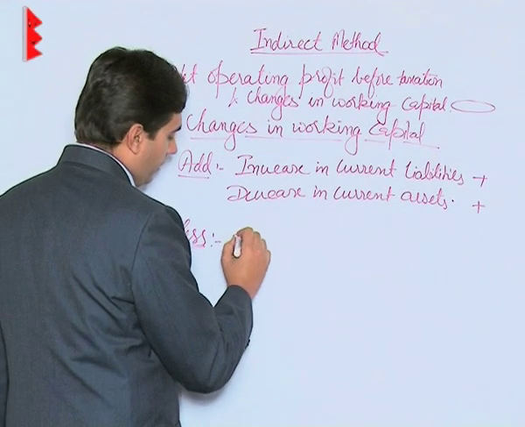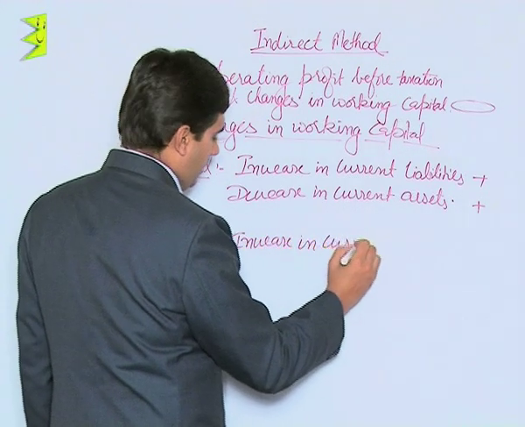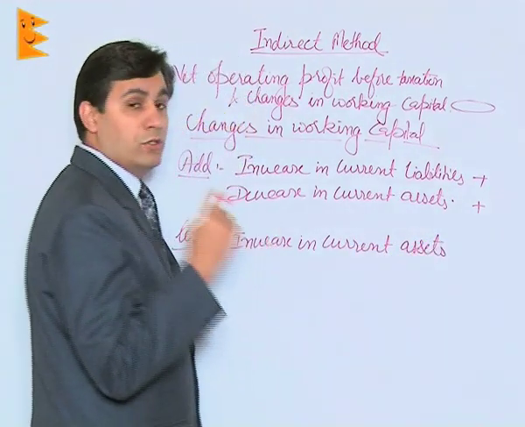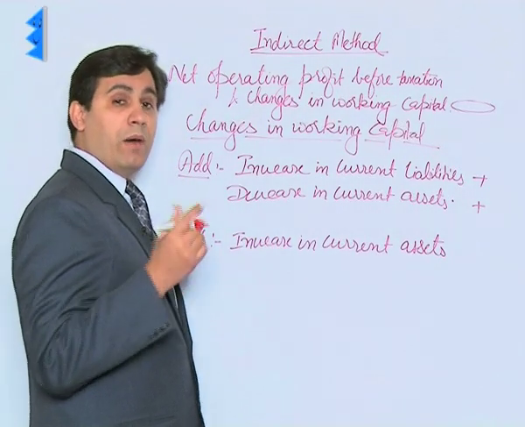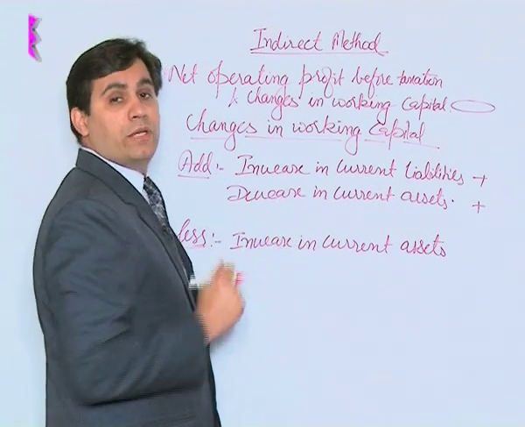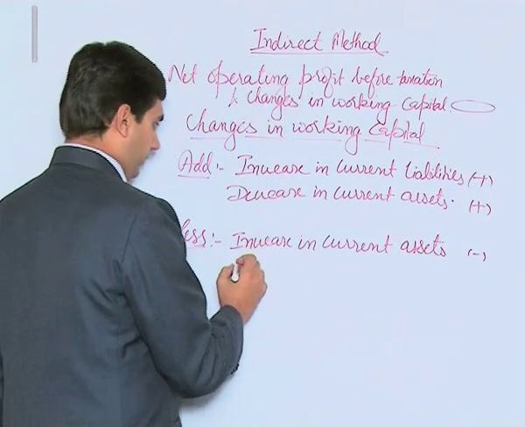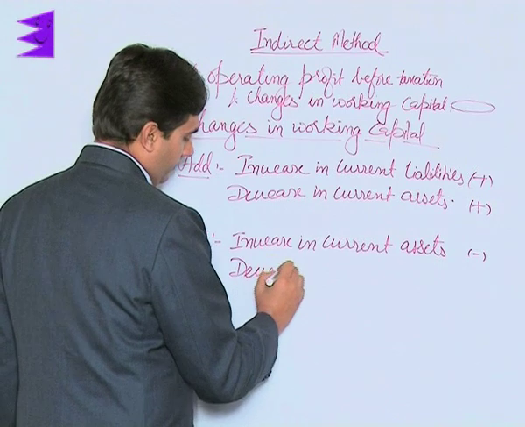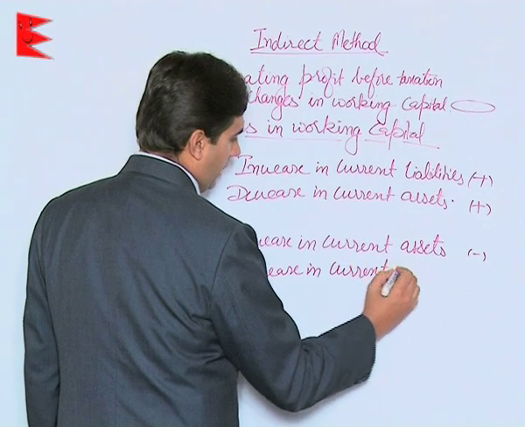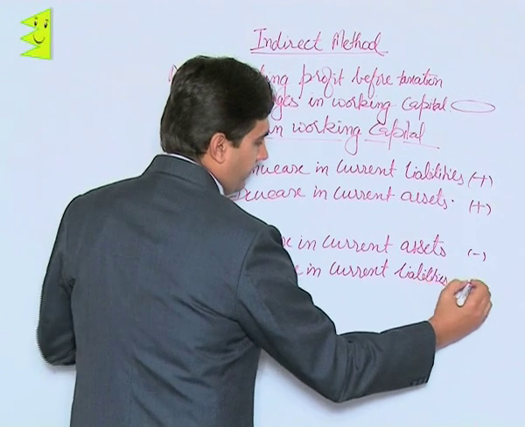Deductions: increase in current assets, that is when the values of current assets increase, the amount of increase should be deducted out of this value so as to get cash inflow. So this is deduction. Then decrease in current liabilities.